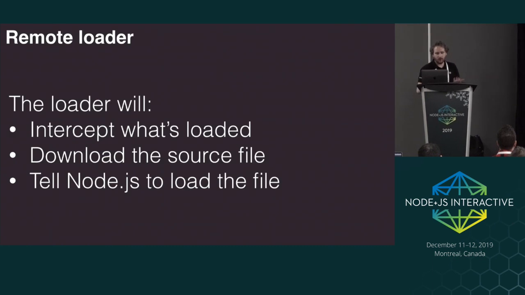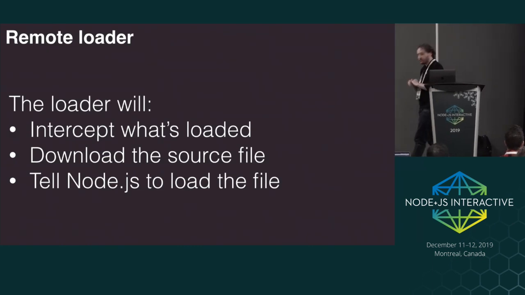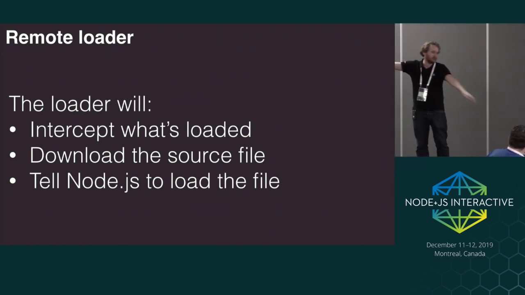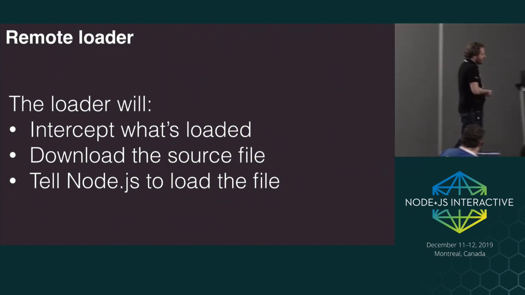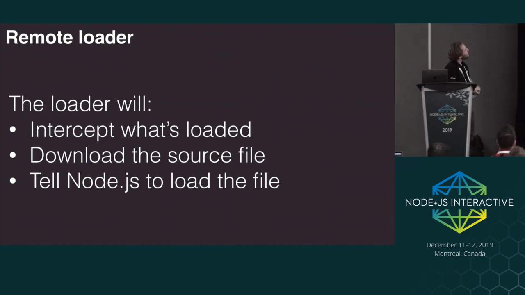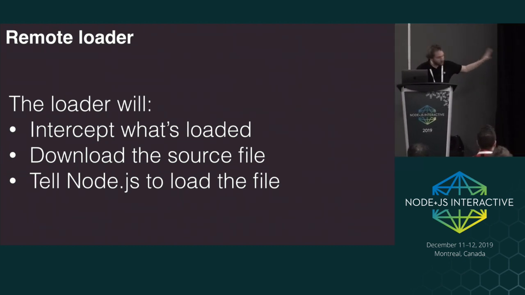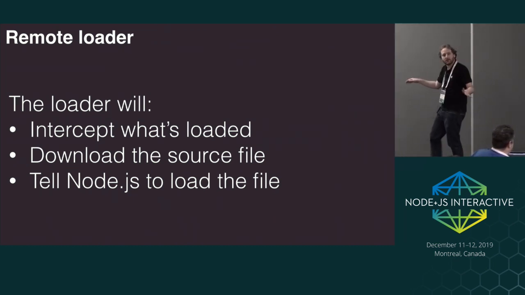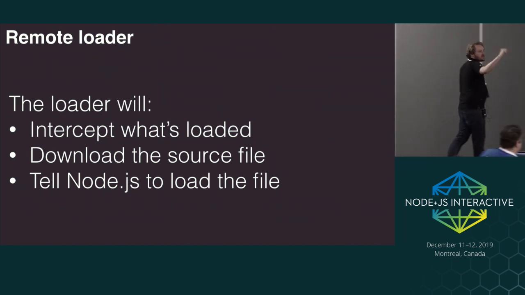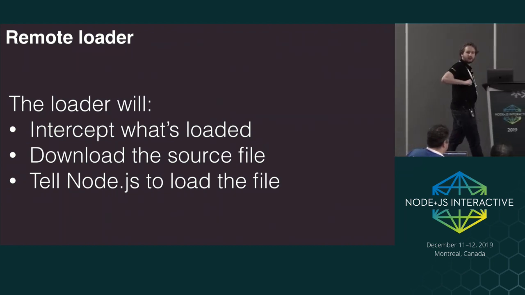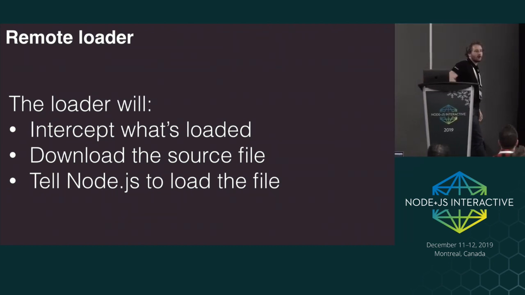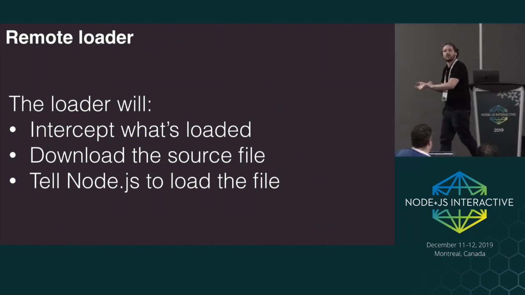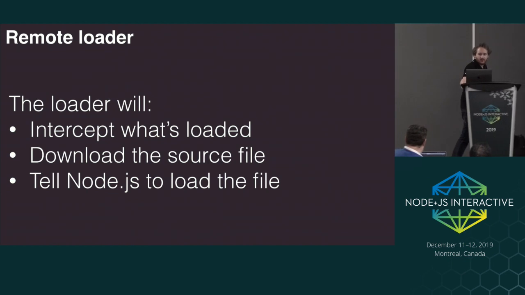So some people want to be able to transparently get dependencies from the internet, not knowing where it's come from, not having any kind of hashing security or signatures. Let's do that. We'll create a loader that will intercept what's imported, exactly the same thing as the previous one. But this one will download the source file you required, because you will give me a URL to require the file. I will write it on the disk and tell Node.js to load this file.